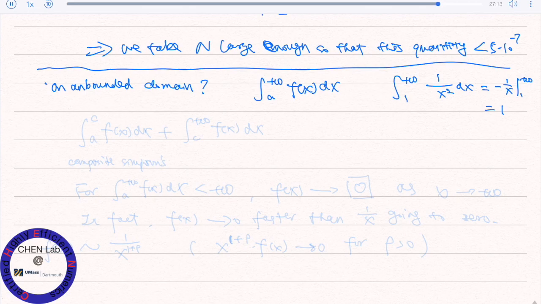So again, we try to split that into 2 parts. One is from a to some constant c of f of x dx, plus then from c to infinity of f of x dx. We're going to take care of the first part by doing the regular integration, say the composite Simpson's, for example. For the second part, we need to do something about it.